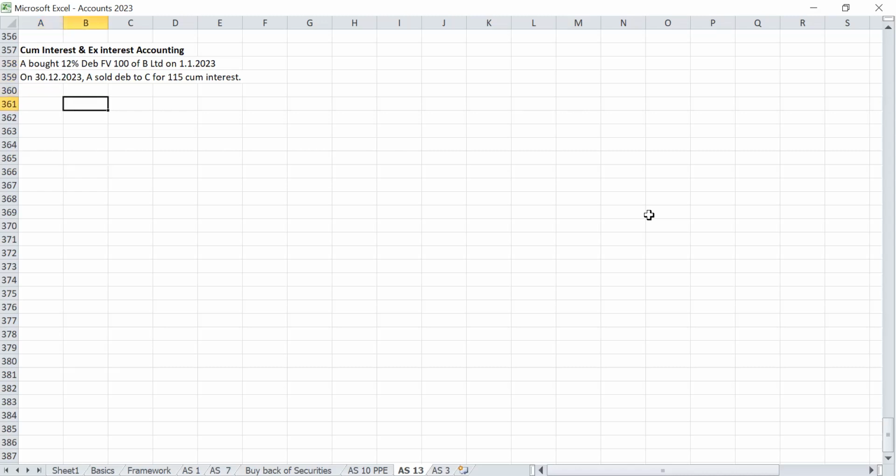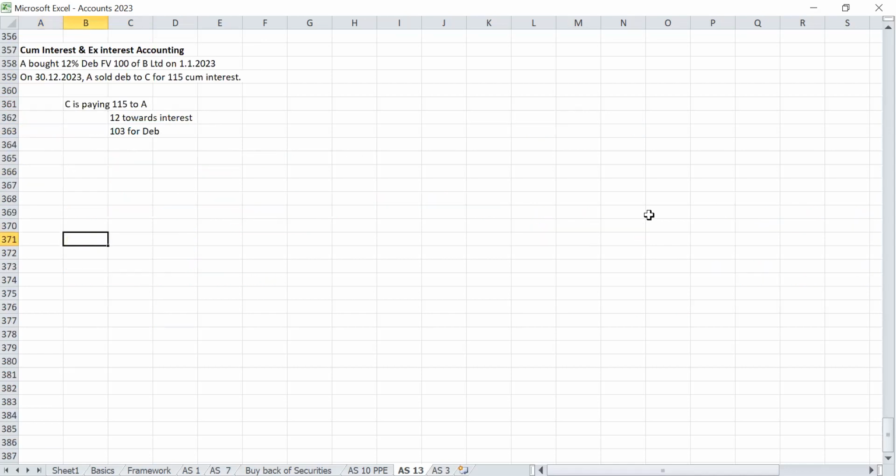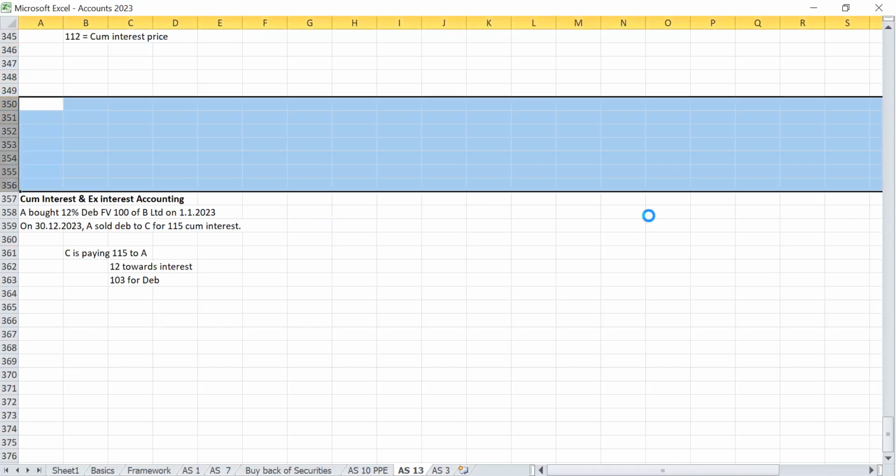Correct? Now C is paying 115 to A. What is the breakup of this 115? 12 rupees towards interest and balance 103 for debentures. Because in the previous sum we have assumed debentures are traded at face value only. So 100 rupees debentures are traded at 100 rupees. On that assumption we have solved. So 100 plus 12, 112 he is paying. But here it is given in the question that it is sold for 115 cum interest.